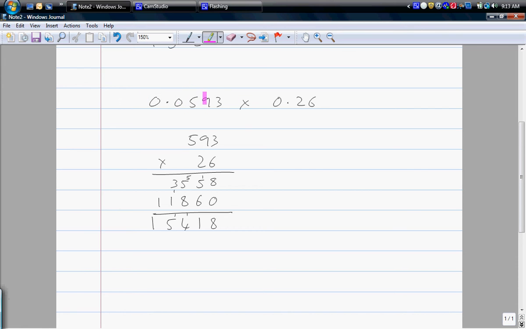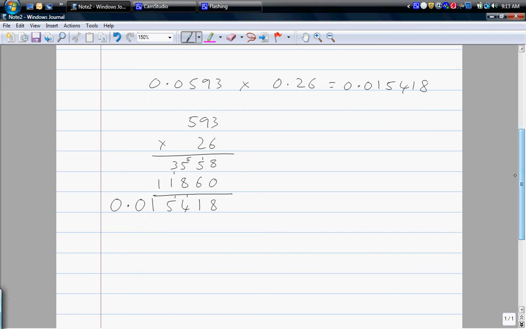So I've got 1, 2, 3, 4 digits to the right of the decimal point here, and 2 here. So that's a total of 6. So I'll go 1, 2, 3, 4, 5. I need another digit. Maybe 0, 6. There we go. 1, 2, 3, 4, 5, 6. So my answer here will be 0.015418. And that's all there is to it.